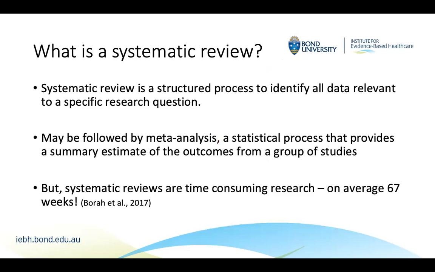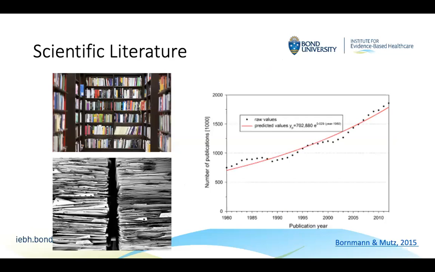So what is a systematic review? A systematic review is a structured process to identify all of the data relevant to a specific research question. And it may be followed by a meta-analysis, which I don't need to tell you guys, is a statistical process, providing summary estimates for the outcomes. But they're very, very time consuming. So more and more literature is just being published, and people, me and colleagues and everyone who's tried to do some form of review or systematic review has faced this issue.